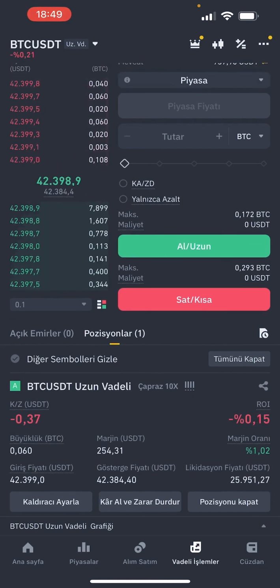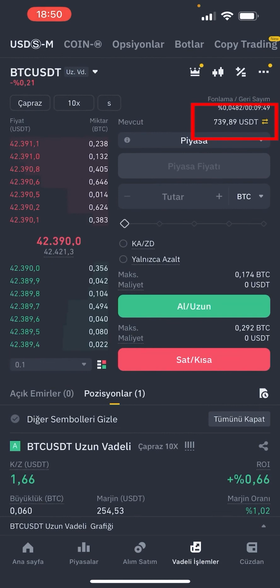Well, at first it looks that way, but here's the thing. If Bitcoin comes down to that price, I'm not only losing the margin in this position, I'm also losing all the available money in futures. I'm losing that too, so cross is actually a bit of a professional method. But if you are new to the market, isolated is safer for you.